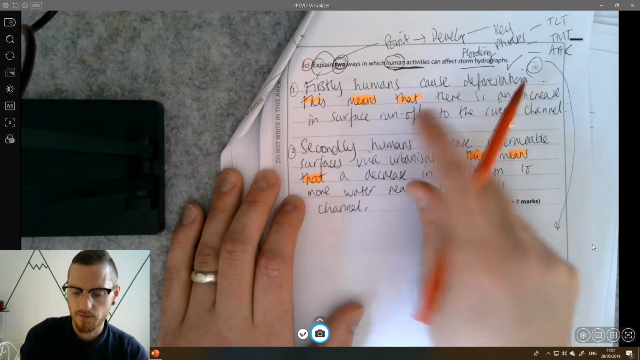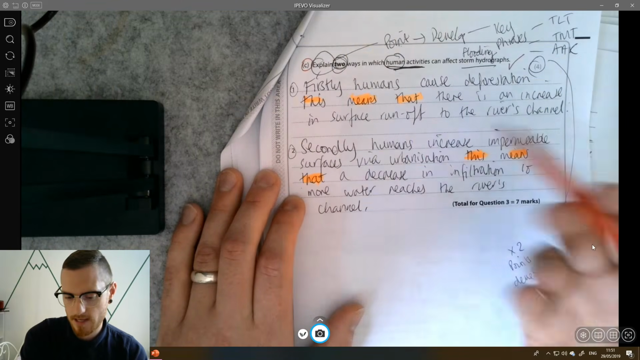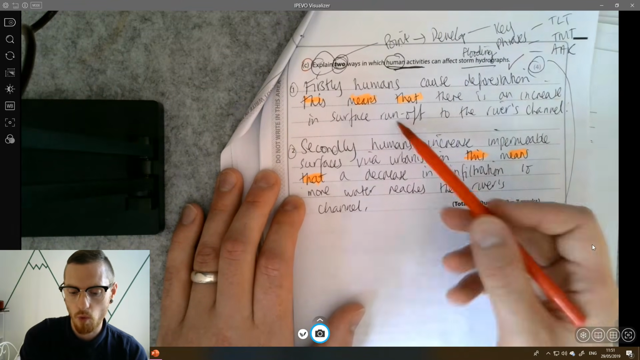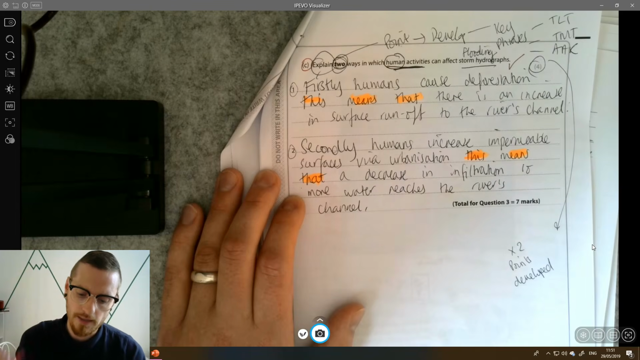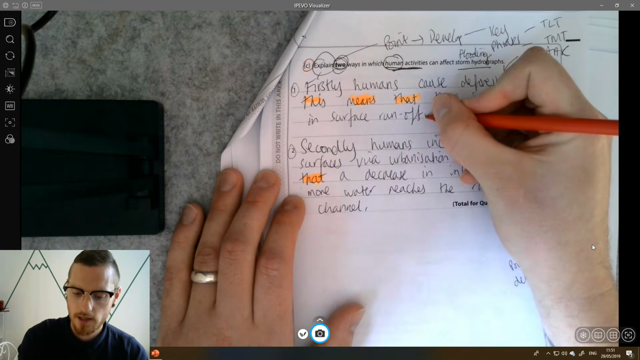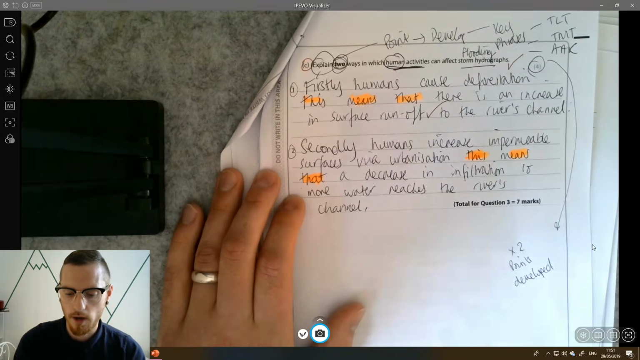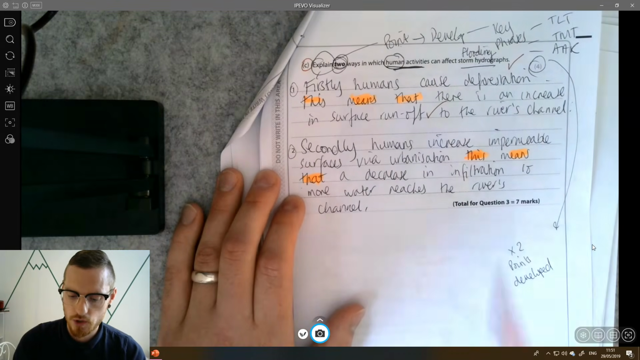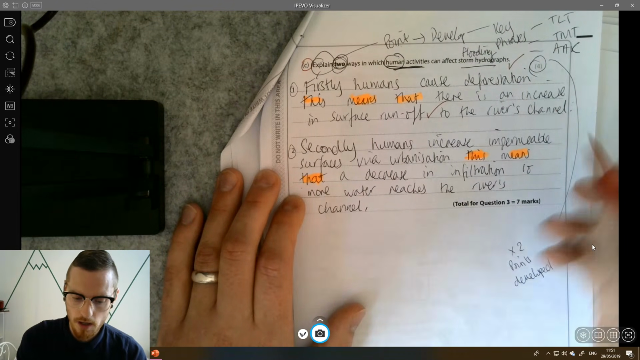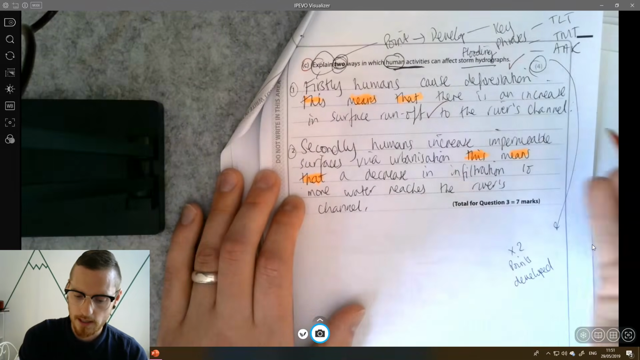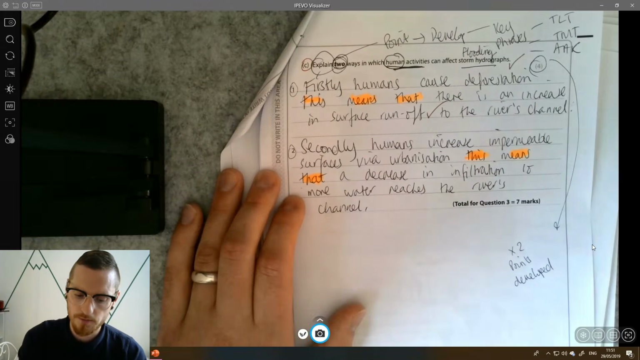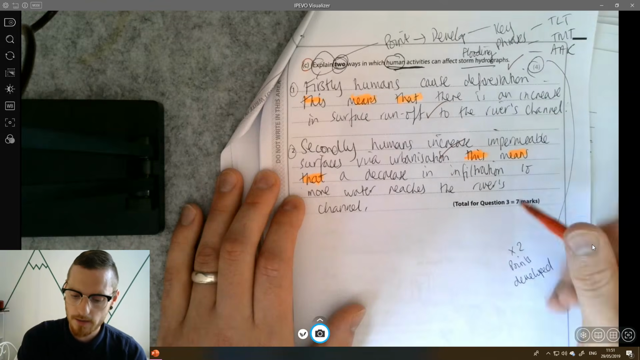This means that there's an increase in surface runoff. I could have just put that there's a decrease in interception here. So basically more water is getting to the Earth's surface and therefore running off into the river's channel, which will affect the amount of water in the river, and therefore its hydrograph. There's 2 marks.